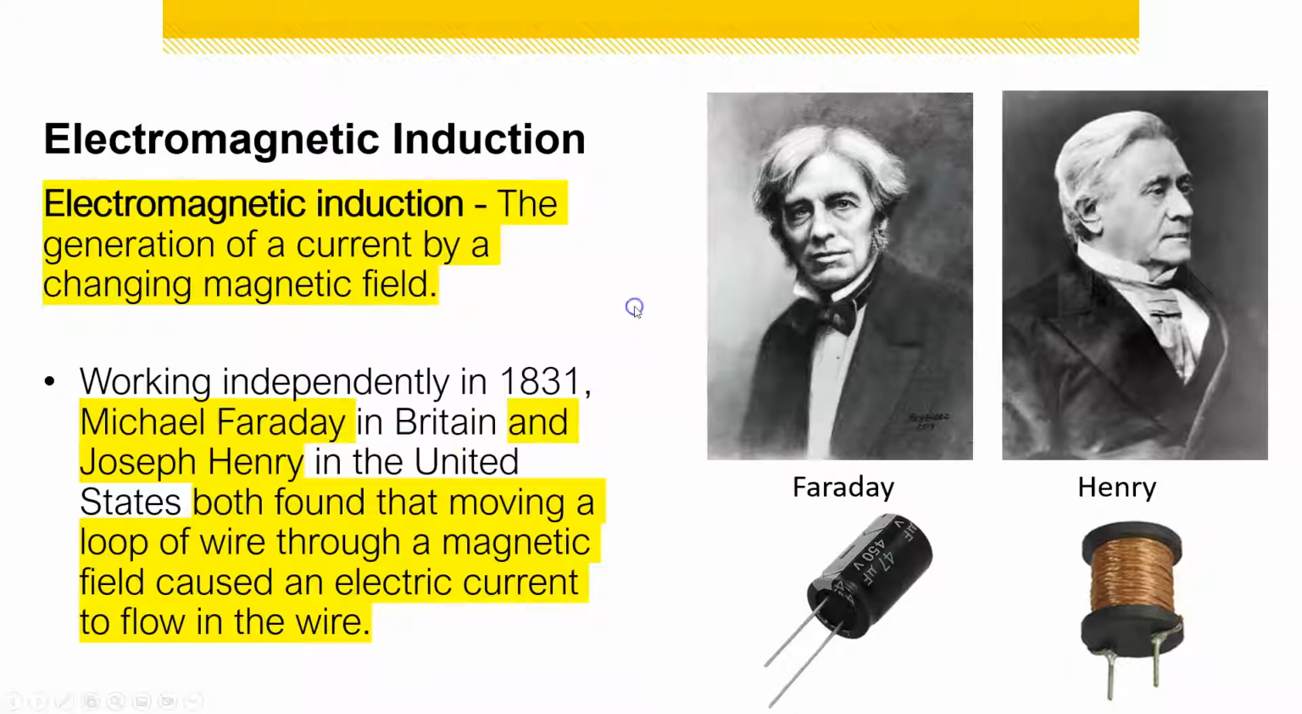So the very first thing you need to understand is who discovered this. Well, electromagnetic induction was really discovered by Michael Faraday and Joseph Henry about the same time in the United States. So what is electromagnetic induction? Well, electromagnetic induction is the generation of a current by changing a magnetic field. So let me show you what that's like.